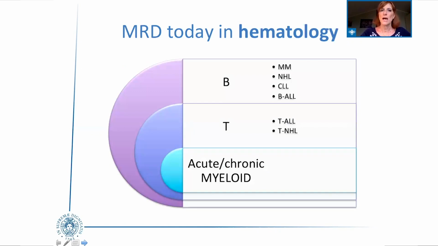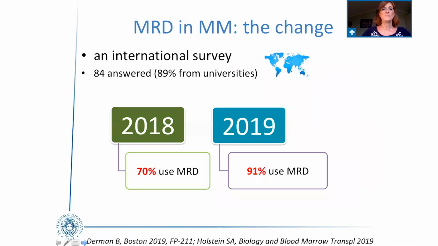In hematology today, MRD is really relevant for our clinical practice. In all diseases: acute and chronic myeloid disorders, T lymphomas and acute leukemias, and especially B disorders, such as multiple myeloma, non-Hodgkin lymphomas, chronic lymphocytic leukemia, and B acute lymphoblastic leukemia. Unfortunately, today we do not have time enough for treating MRD in all these diseases. So we decided to focus our attention on B cell diseases.